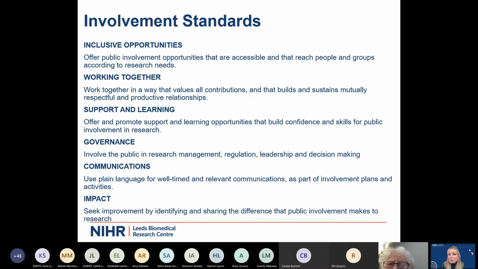And impact. It's really important to understand what differences patient involvement made to your project. So we do ask that you let us know how you've listened to people and what difference that's made to your research.